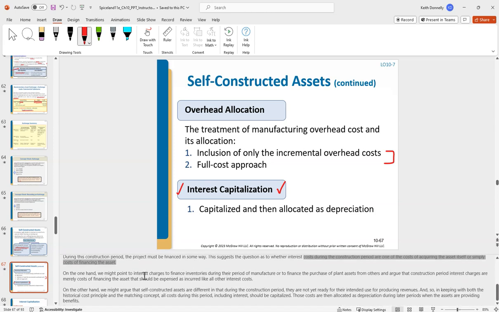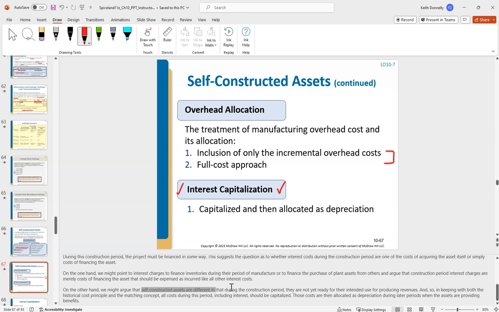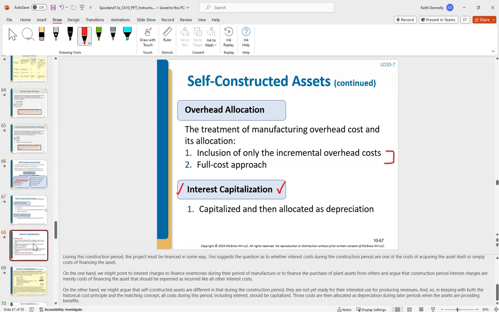On the one hand, we might point to the interest charged to finance inventories during their period of manufacture or to finance the purchase of plant assets from others. And we could argue that the construction period interest charges are merely costs of financing and should be expensed. So on the one point, you could argue we need to expense these interest costs. On the other hand, you could argue that self-constructed assets are different during the construction period. They're not yet ready for their intended use. And in keeping with this, we're going to capitalize it. So there are arguments both ways. Do you capitalize? Do you expense these?